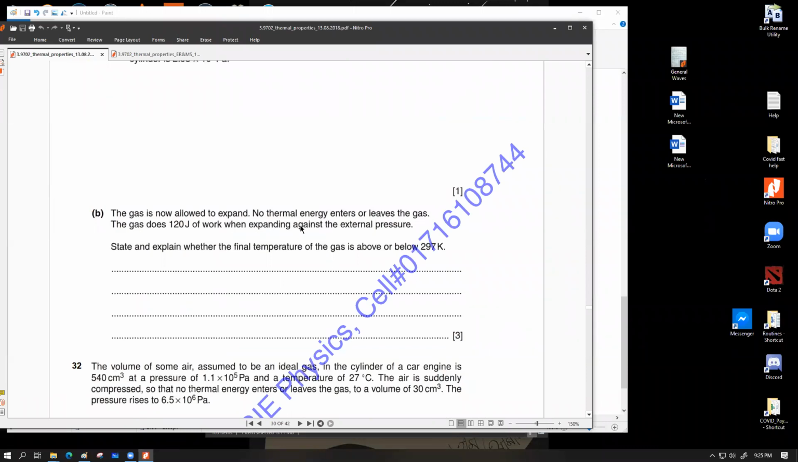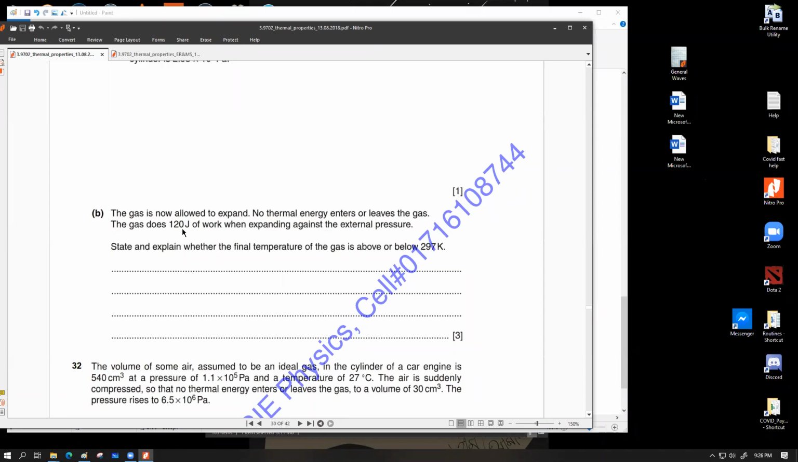The gas is now allowed to expand. No thermal energy enters or leaves the gas. The gas does 112 joule of work when expanding against the external pressure. So, whether the final temperature of the gas is above or below 297 Kelvin. It's very simple. The gas is doing work against the atmosphere, which means energy is going to be going out from inside the gas into the atmosphere. So the gas is going to experience some reduction of internal energy, right?